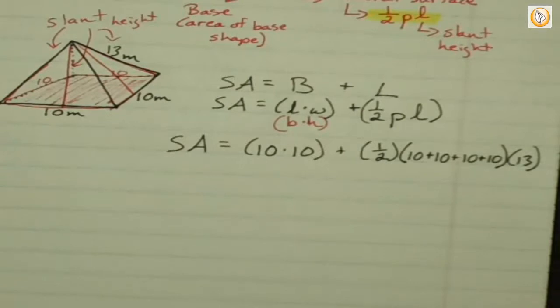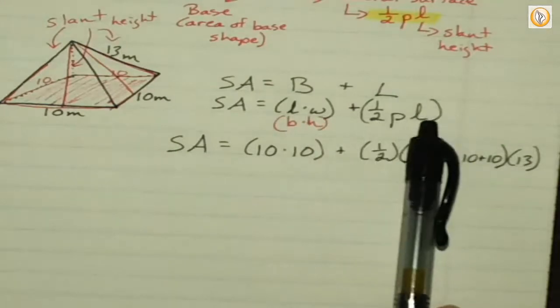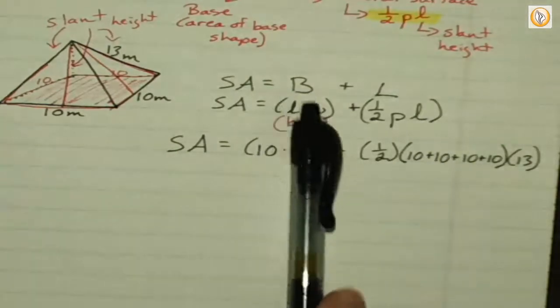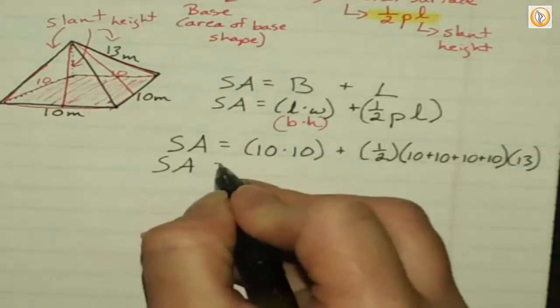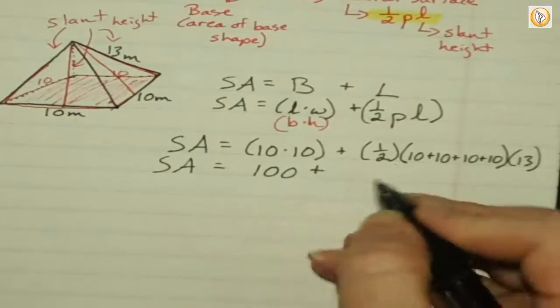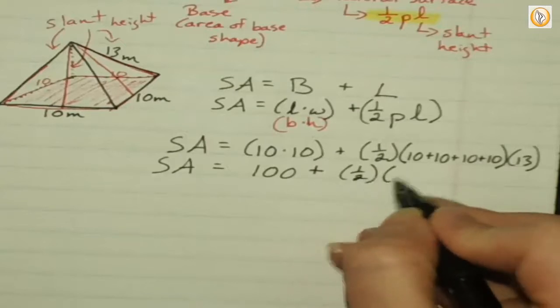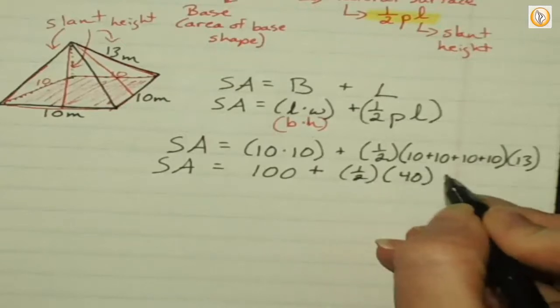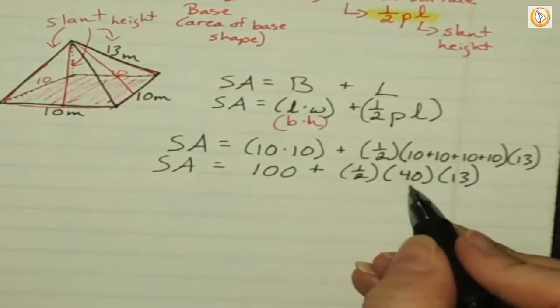Now, before I move on, does everyone see where we got those numbers? Joanne, do you see where we got them all? Okay. All right. So the only thing that's really different is our formula and slant height. Y'all dealt with perimeter. Y'all dealt with the big B. So now we solve. So 10 times 10 is 100. And then this is 1/2 times 40 times 13. Does everyone see where we got 40?